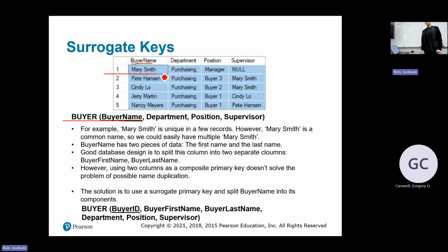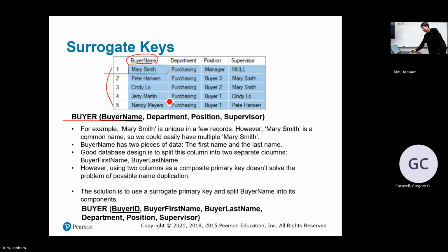For example, Mary Smith. Usually there are 2 parts: first name and then last name, right? So you may split into first name and last name. And in another situation, we have just 5 rows, so Mary Smith is unique. But if you have 1 million rows, Mary Smith is a common name, so there are multiple Mary Smiths. In that case, we cannot use buyer name as a primary key.